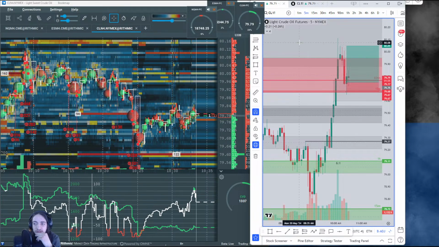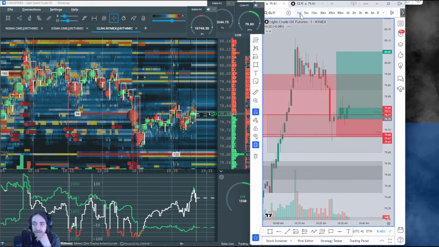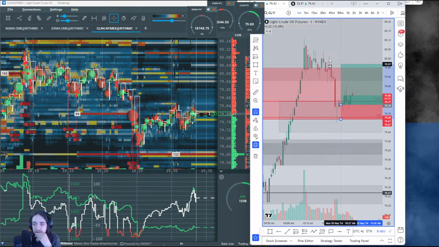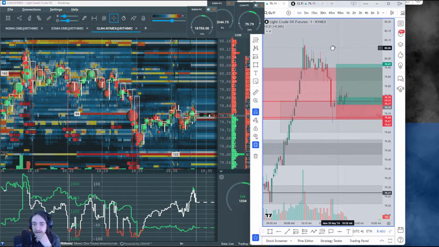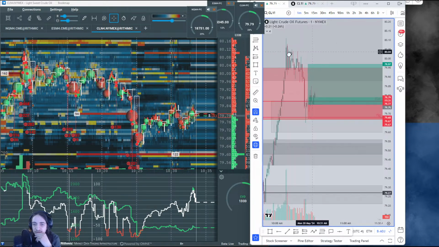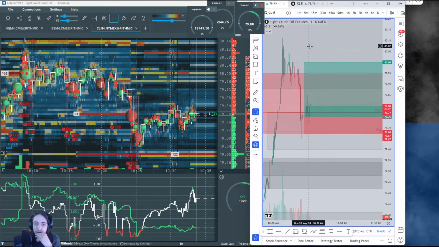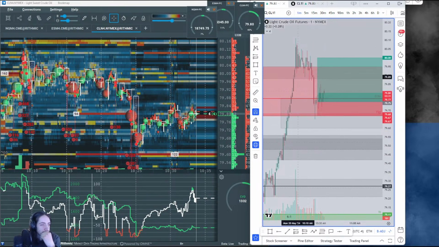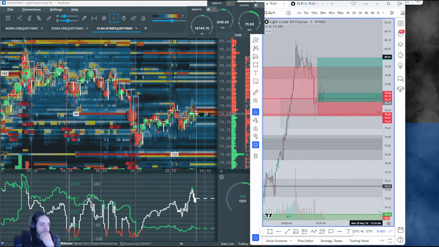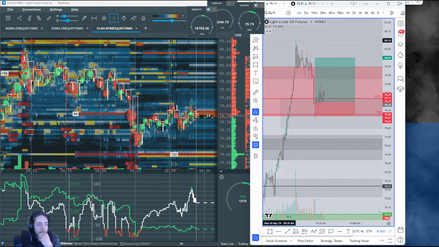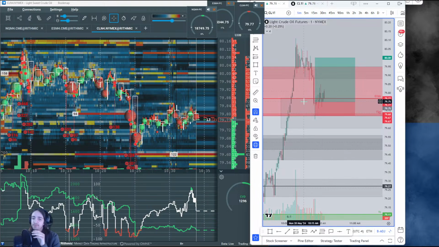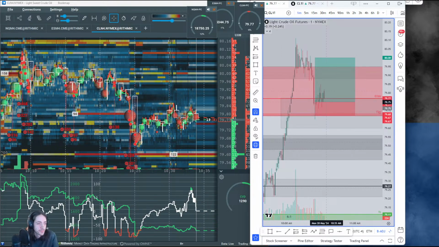About a 3-to-1 on this trade right here. Could probably pull it right there. Play it safe, but that makes it more like a 2-to-1. Yeah, we'll keep it at 3-to-1. I like that buying pressure, but then it disappeared. It vanished.